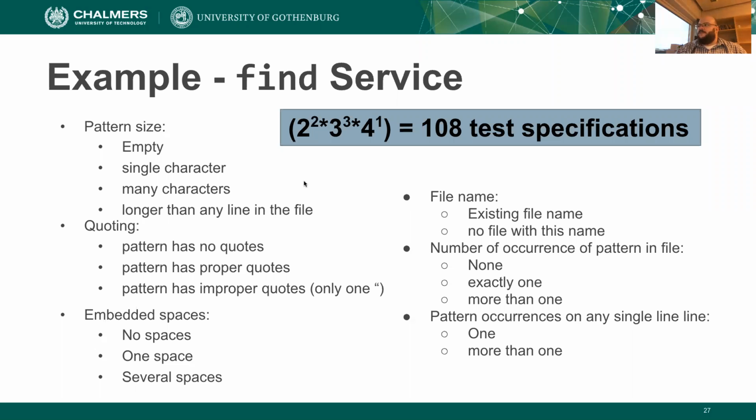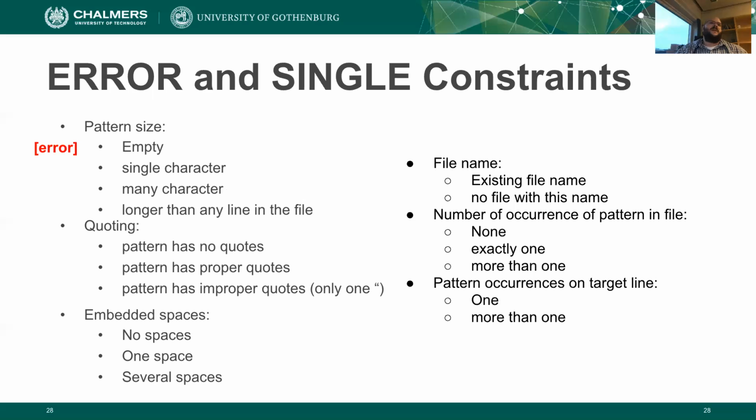2 of those have 2 options, 3 of those have 3 options, and then 1 of those has 4 options, right? And so the combination here is 108 possible test specifications to cover all the combinations. Not the worst thing we've ever seen, but again, more than you're going to write. So let's constrain that. And so let's narrow this down.